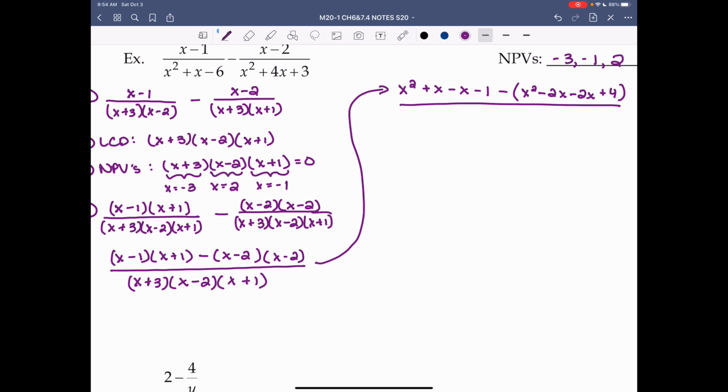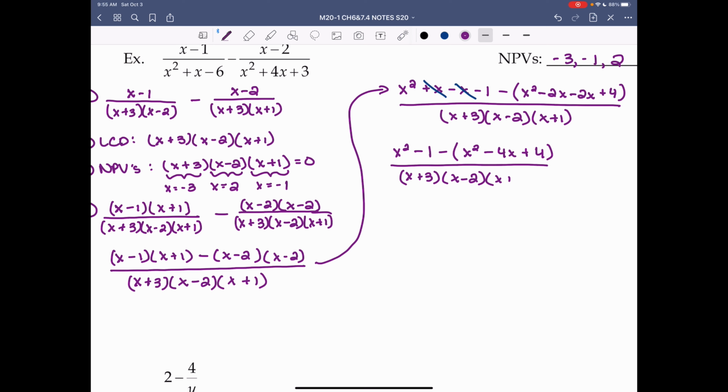Over our common denominator, x plus 3, x minus 2, x plus 1. We can simplify x and negative x. Those add to 0. We're left with x squared minus 1 minus brackets x squared negative 2x, negative 2x is negative 4x, and then plus 4, over x plus 3, x minus 2, x plus 1.